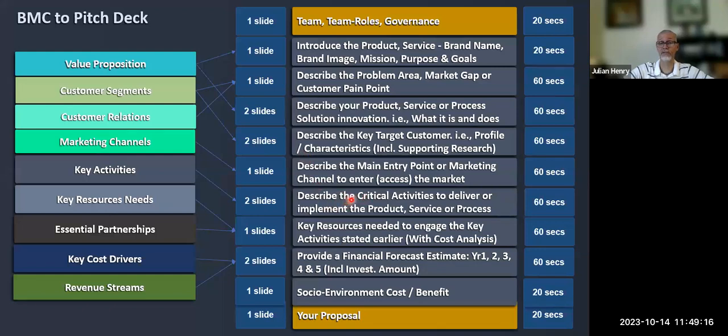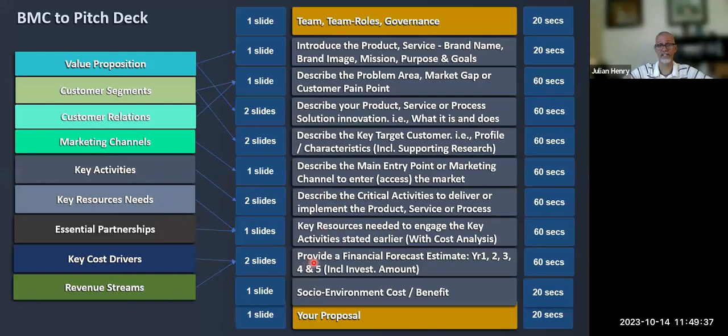Critical activities to make this marketing strategy effective, I'm going to get that from my key activity analysis. Key resources needed to drive the activities, I'm going to get that from my key resources analysis. And possibly I might have a partner who provides additional resources, who I'm partnering with, maybe a strategic partner.